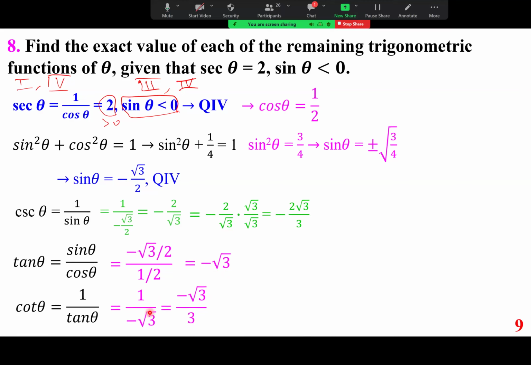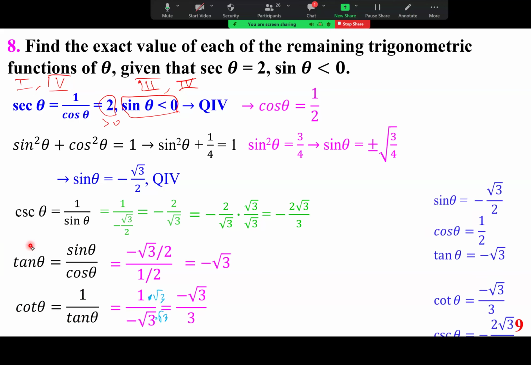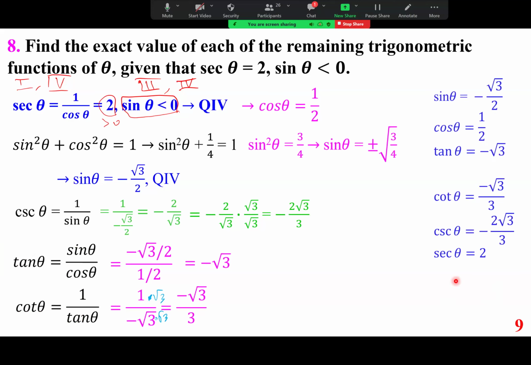And of course, 1 over negative square root of 3, you can rationalize it. You can, if need be, class, just multiply by square root of 3 over square root of 3, which gives you negative square root of 3 over 3. Those are the answers, and we rewrite them in order. Those are the same answers we got. So trigonometric identities would do the job. You have several methods, and you can choose any of them.